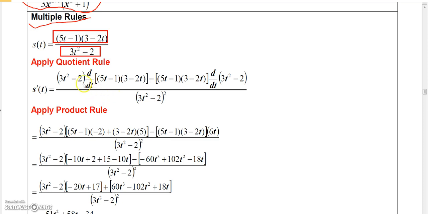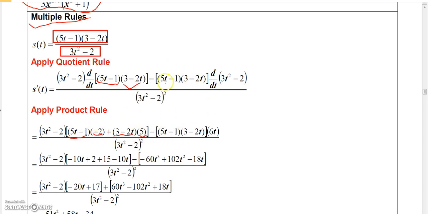Okay, so now what makes this a multiple rule problem is to calculate the derivative of this product. I have to do the product rule right here. So let's take a look and do the product rule. So on the product rule, I can just take this function, which is 5t minus 1, right there it is, and then multiply it by the derivative of this function, which is minus 2t. And then plus the second function, which is the 3 minus 2t, and you can see I've got that right there, okay, and then times the derivative of 5t minus 1, which would be 5. Okay, so that's how I did that.